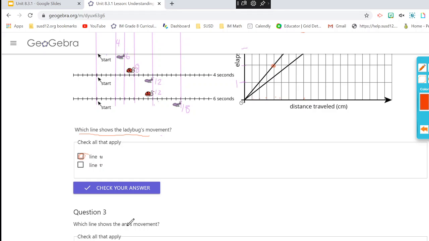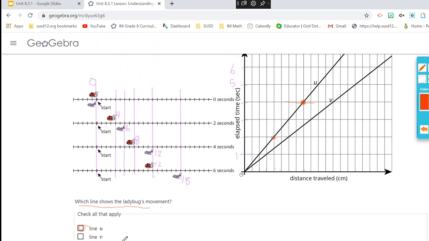Which line shows the ant's movement? Okay, ant is faster. So which line shows a faster movement? That means more distance traveled for the same amount of time. Let me change my color. I'll use this color for ant. At 2 seconds, ant has traveled 6 centimeters. So here's 2 seconds. I'm going to label this 1, 2, 3, 4, 5, 6 centimeters. So here is ant's position after 2 seconds.